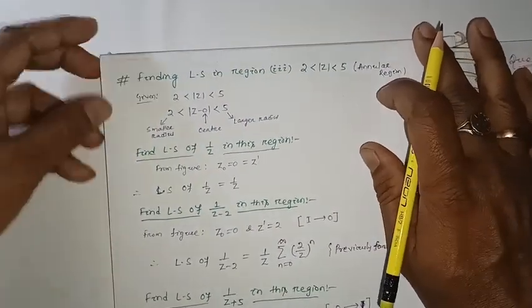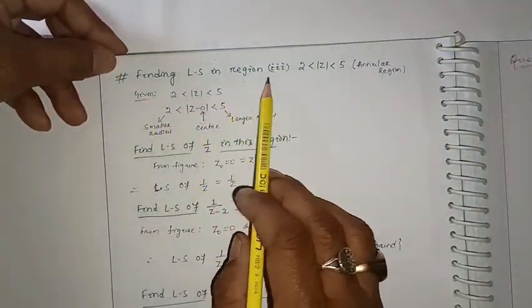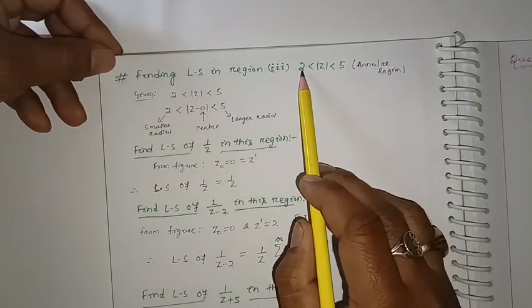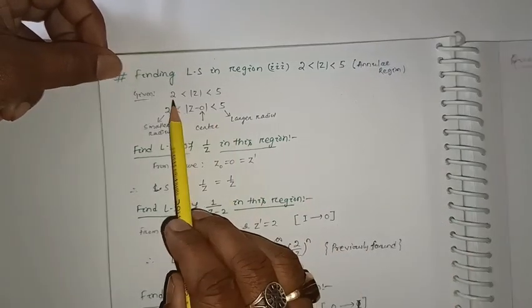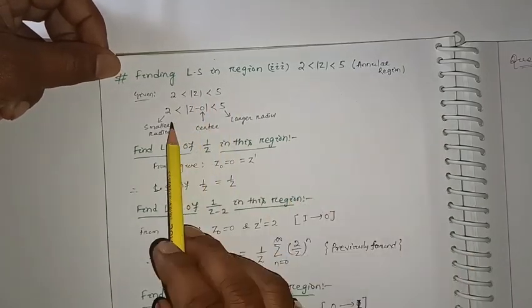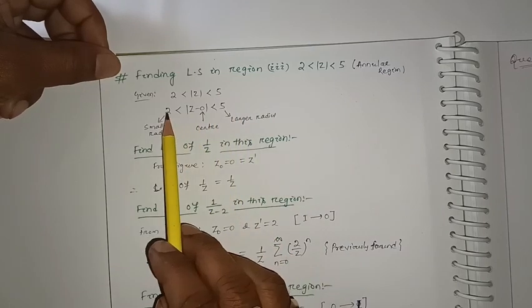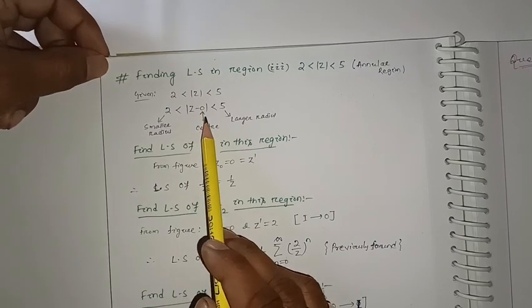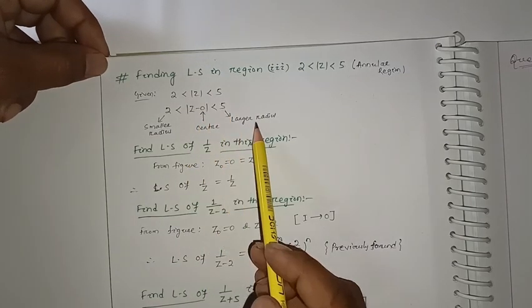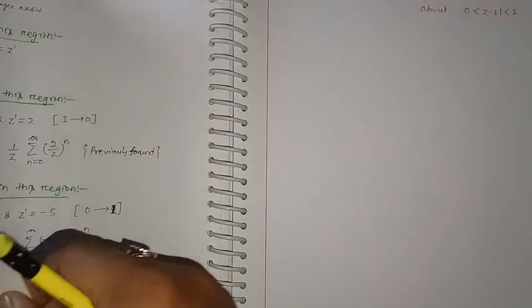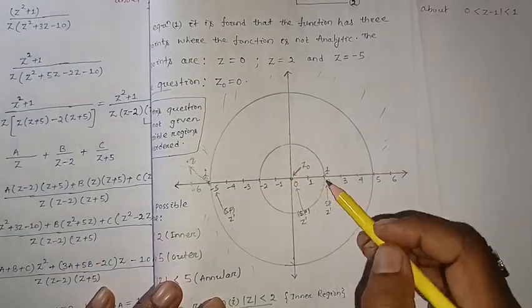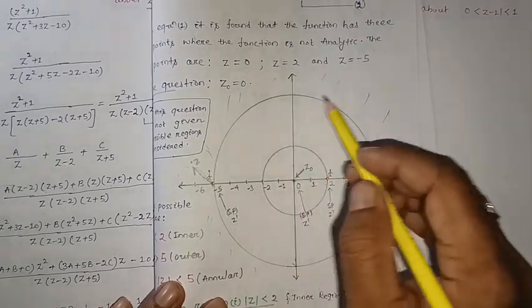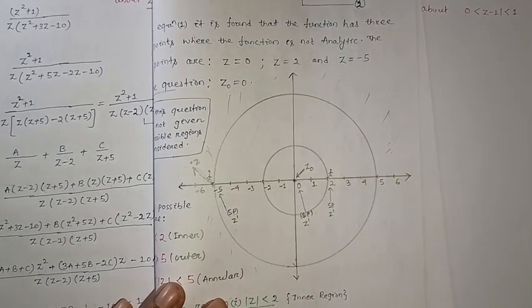Now we are going to go for the Laurent series in the third region, that is the annular region between 2 and 5. If I write this given region in circular equation form, this is your smaller radius, mod z can be written as mod z minus 0, where 0 is the center, and this is the larger radius. So what is the annular region? This is the smaller radius 2. If I consider the center as 0 and 2 as the smaller radius, 5 as the larger radius, this is the annular region. In this region we are going to find the series.